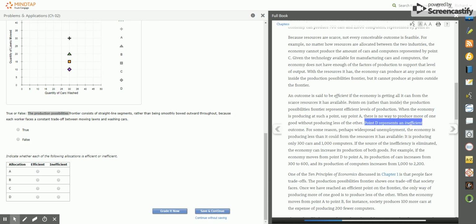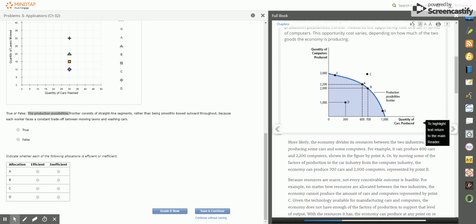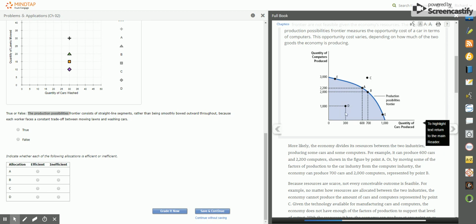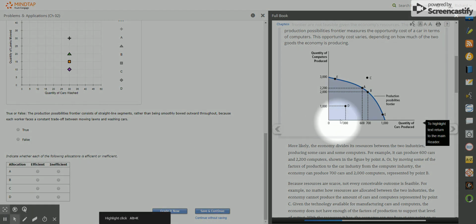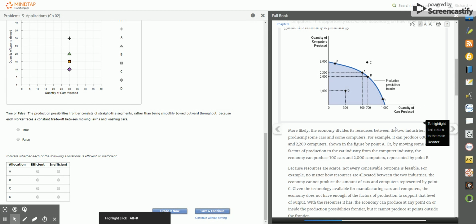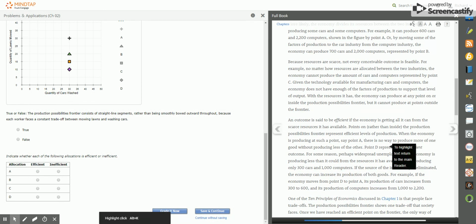It says point D represents an inefficient point. Point D, though, does not refer to the homework problem. It refers to this point D up here, let me highlight that for you. This point D in the book. So again, that's not the homework problem, but it explains here, again, if you don't recall from the lecture, what we mean by efficient and inefficient.